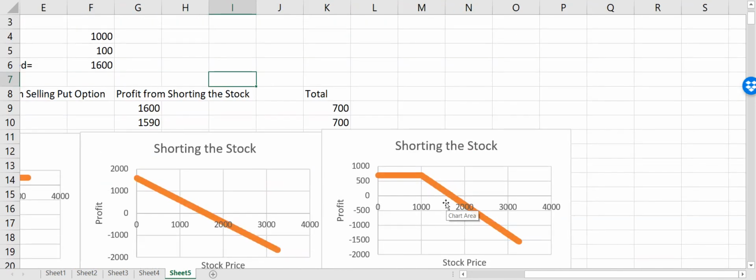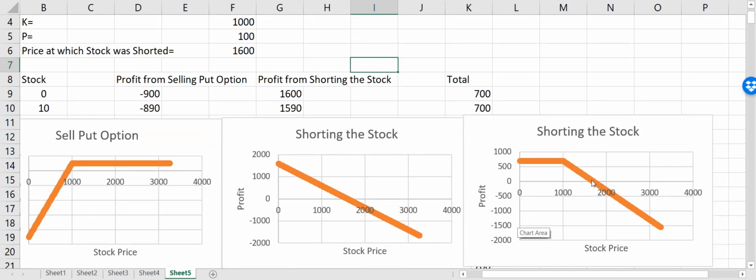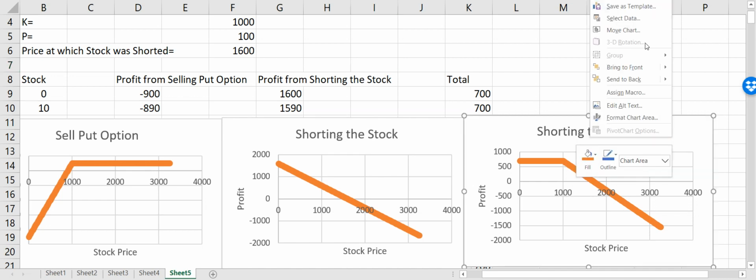Now you can see that because I shorted the stock at 1600, I start to make profit when the stock goes below 1600, but eventually my profit stops at the strike price, because I assume that the stock will not go below 1000. It should go down, but it will not go below 1000. Therefore I should sell a put option there, and then I can take advantage of the premium which is available at that price.